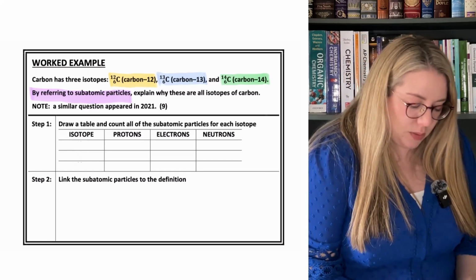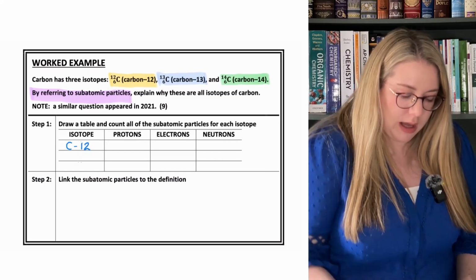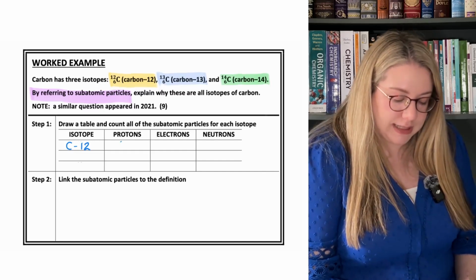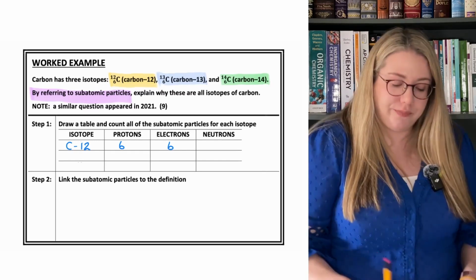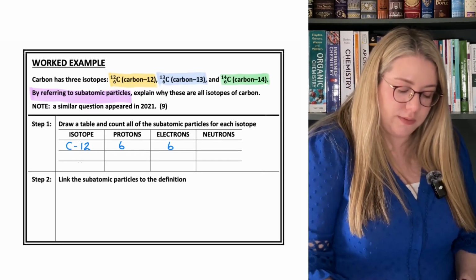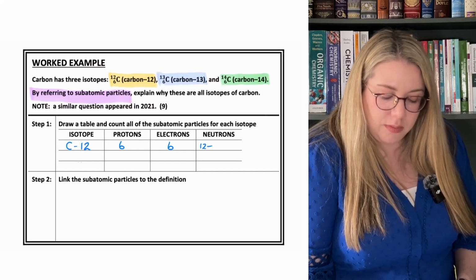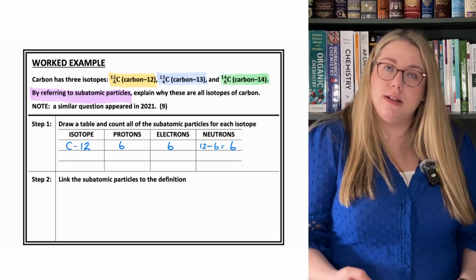So the first isotope we have is carbon 12. Now, carbon 12, the atomic number is 6, so the protons has to be 6. And the electrons will be 6. They have the same number of each. Then on the far side for the neutrons, to work out your number of neutrons, it is the mass number, which is 12, minus the atomic number, which is 6. That means there's 6 neutrons in the nucleus.